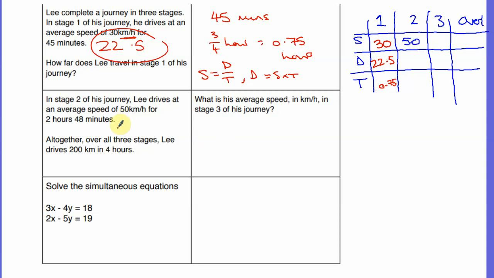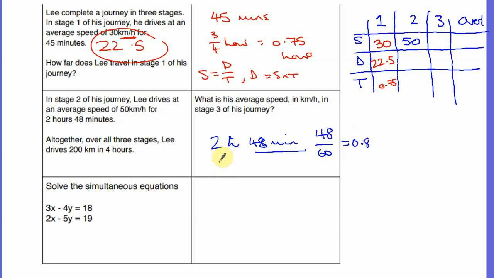So Lee drives 50 kilometers per hour for 2 hours 48 minutes. So 2 hours 48 minutes. That's not an easy one to convert like it was for 3/4 of an hour. But to convert this to hours, you just want to do 48 divided by 60 because there's 60 minutes in an hour. You're going to get that as 4/5 or 0.8.